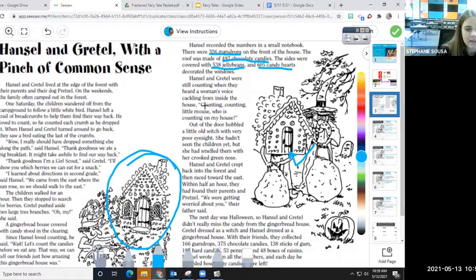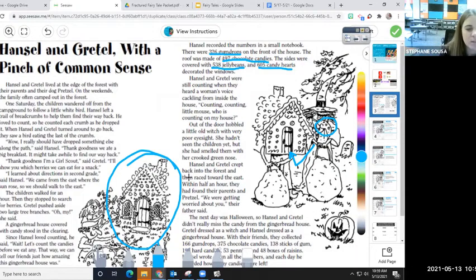Counting, counting, little mouse, who is counting on my house? Out of the door hobbled a very little old witch with very poor eyesight. She hadn't seen the children yet, but she had smelled them with her crooked green nose.